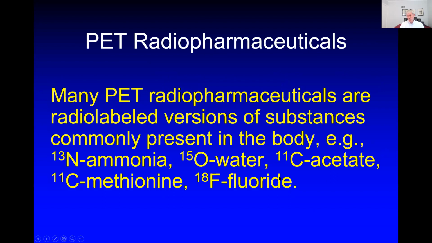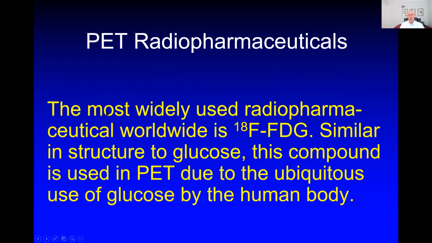F18 fluoride, it's a bone scan. Carbon-11 acetate and carbon-11 methionine have been used for prostate cancer imaging. And I can't recall what oxygen water is for, but it's also been tried. The most widely used PET pharmaceutical in the world is FDG. It's used more than all the rest of the compounds just put together.